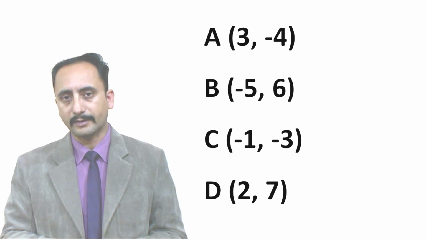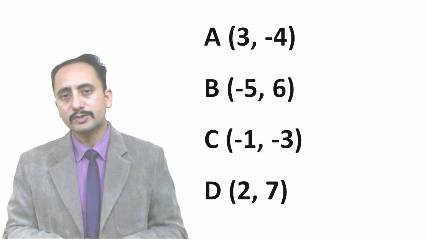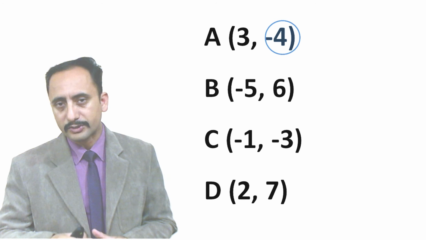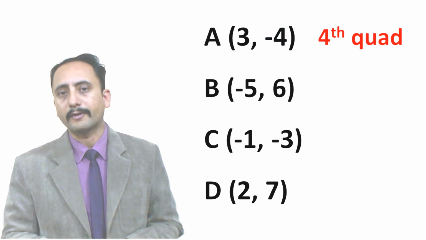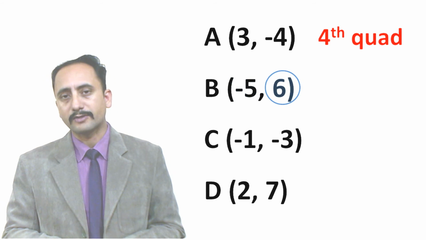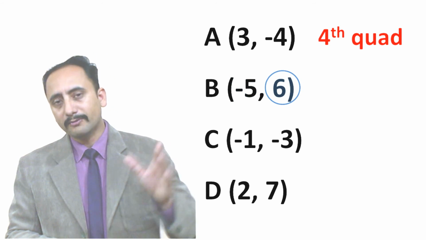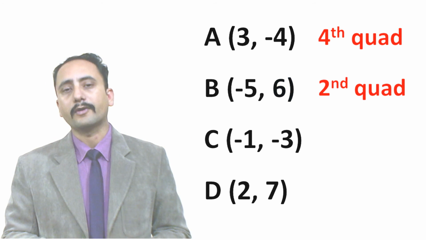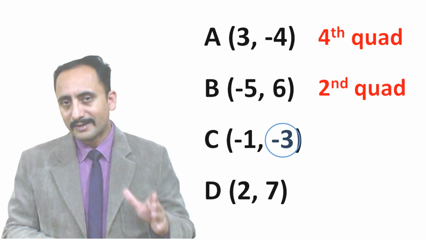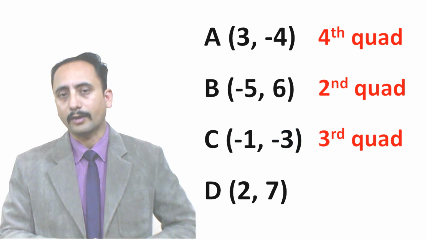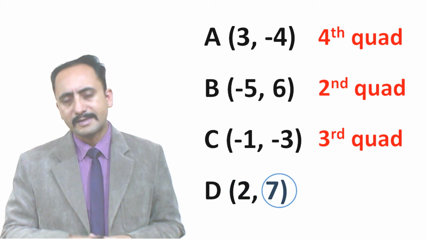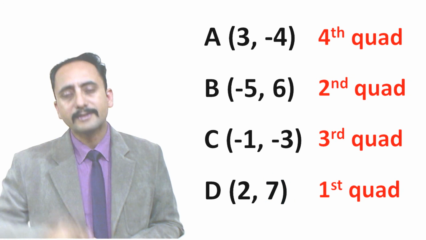Hope you have found the correct answer. Let's discuss the first point. x is positive and y is negative, means right hand side and below the origin, that is the fourth quadrant. And the second point, x is negative and y is positive, means left hand side and above the origin, means the point is in the second quadrant. Third point, both are negative, means left hand side and below the origin, that is the third quadrant. And the last point, both coordinates are positive, means right hand side and above the origin, the point is in the first quadrant.